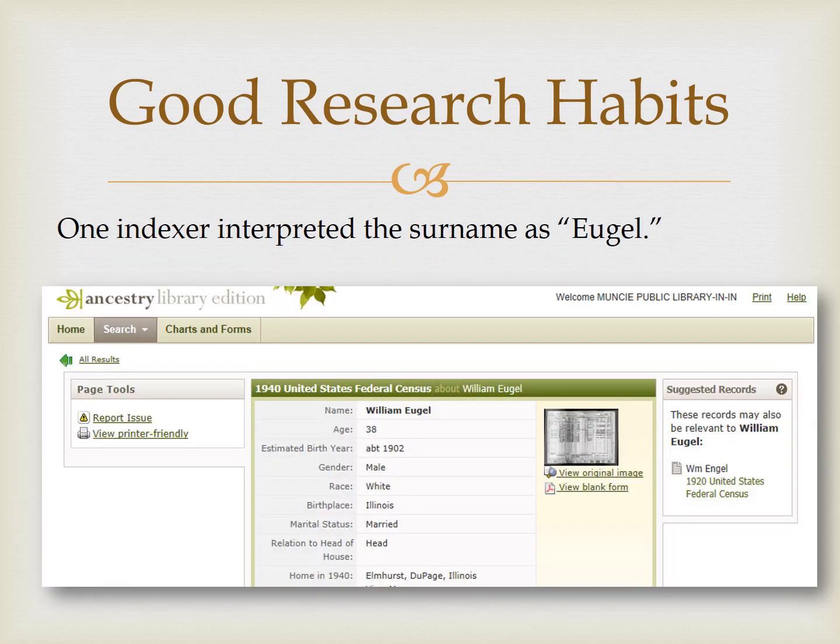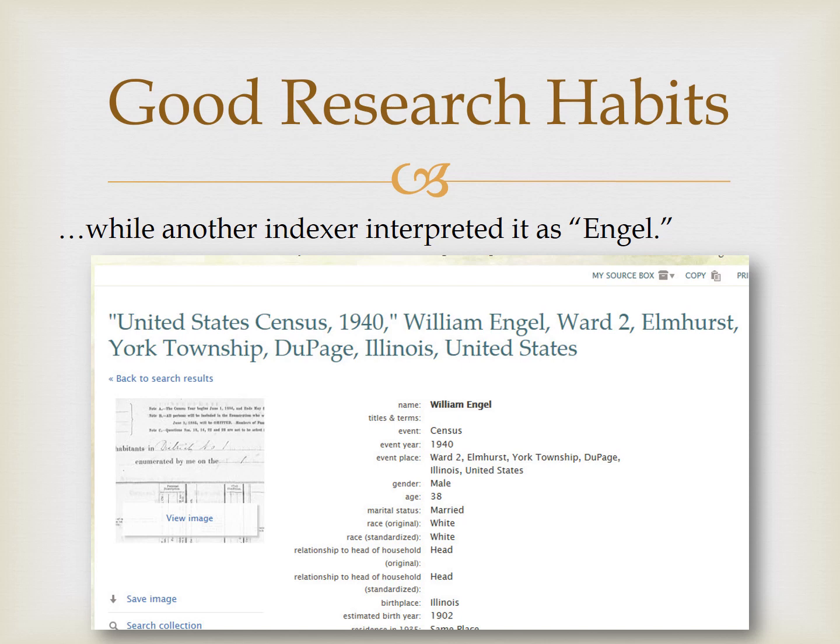Records like this one have been digitized and are available on many online databases. However, since the records are handwritten, it takes a human to interpret the handwriting and make a determination to index it. Ancestry.com's indexer interpreted the last name as Ugel, while another indexer on FamilySearch.org interpreted it correctly as Engel. Now, that doesn't mean that Ancestry is better or more accurate than FamilySearch. This is just one example.